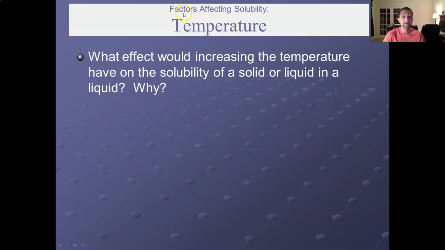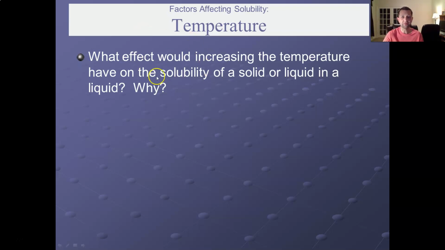So there are 2 factors that affect solubility. One of them is temperature. I'm sure we're familiar with this. What effect would increasing the temperature have on the solubility of a solid or liquid in another liquid, and why? You're probably used to this if you want to dissolve sugar in iced tea versus hot tea. It dissolves a lot easier in hot tea.